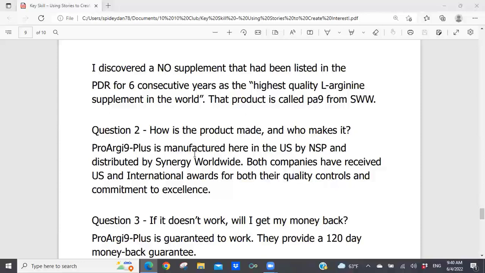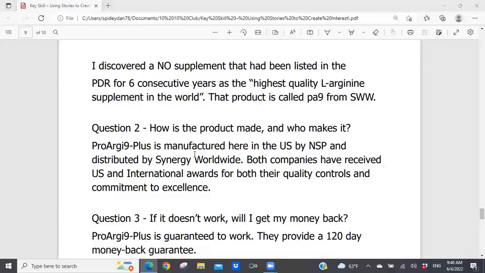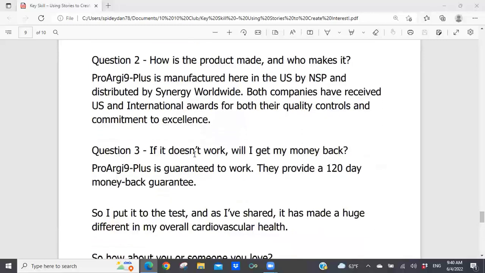And then the last question, if it doesn't work, will I get my money back? People have spent a lot of money on a lot of products that haven't worked and they've not gotten their money back. So what about this one? Well, Pro-Arginine Plus is guaranteed to work. They provide a 120-day money-back guarantee. So I put it to the test.